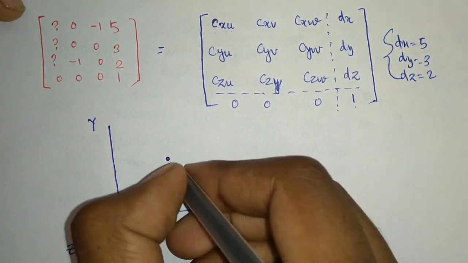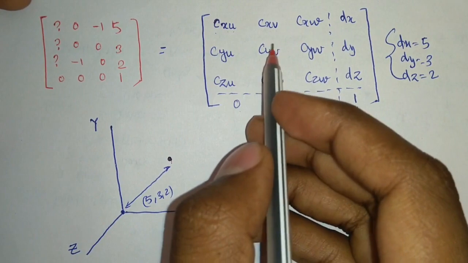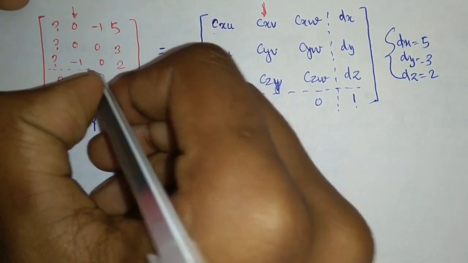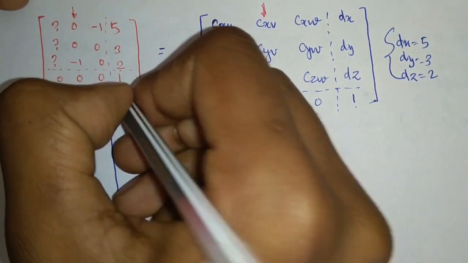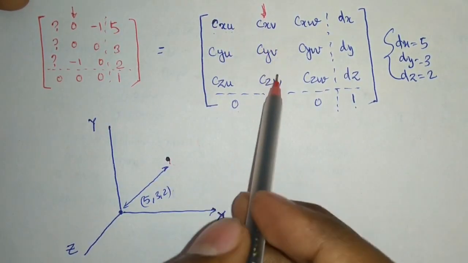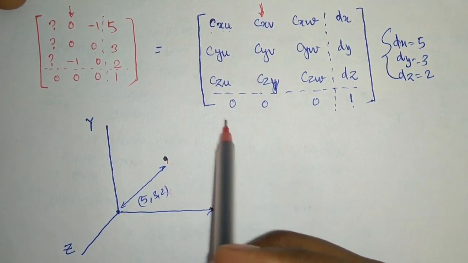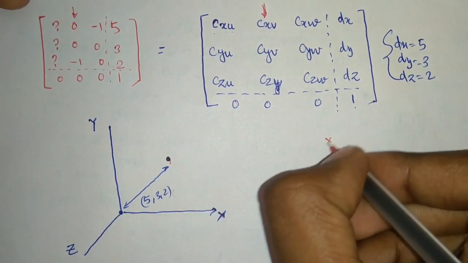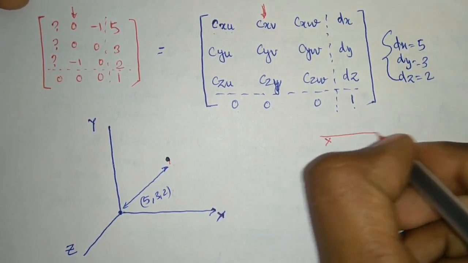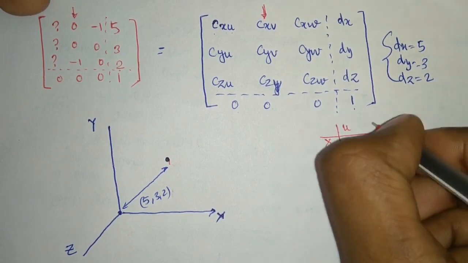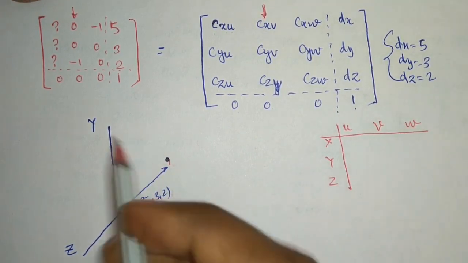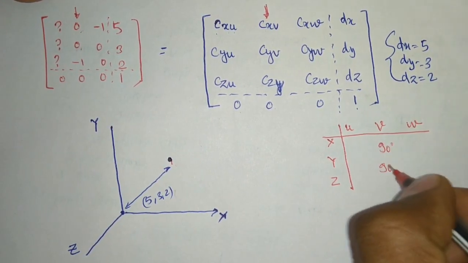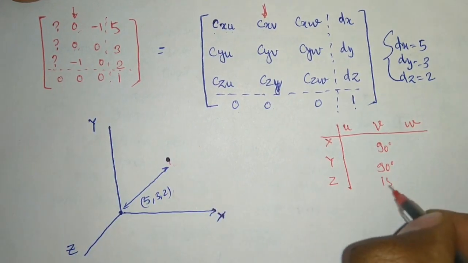Now I need to work on the orientation. The second line here is giving me the direction of the v axis with respect to x, y, and z. I can see that since these two elements are 0, let's make the matrix to write them all: U, V, and W. Now these two parts are 0, meaning the angle is 90 degrees. Then it is -1, meaning 180 degrees.